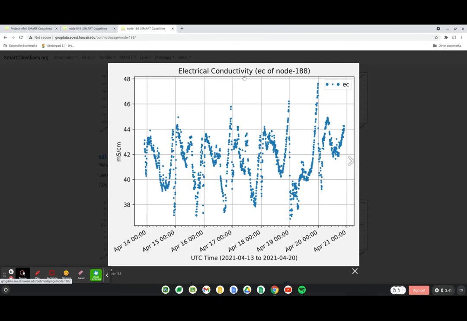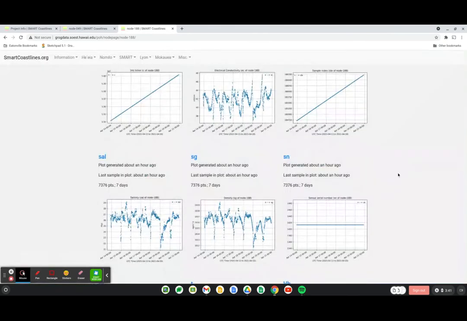So we look at the title of the graph that tells us what parameter we're collecting. On the left side, on the y-axis of the graph, we see the electrical conductivity measured in millisiemens per centimeter. And then on the x-axis here, this is time. So what time of day we're talking about. Let's look at some of the other parameters as well.